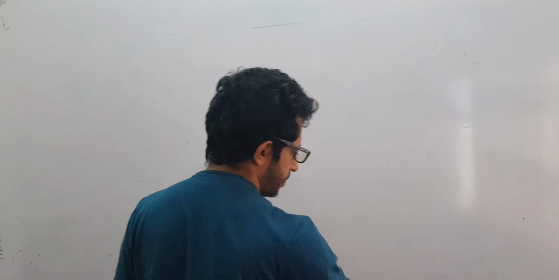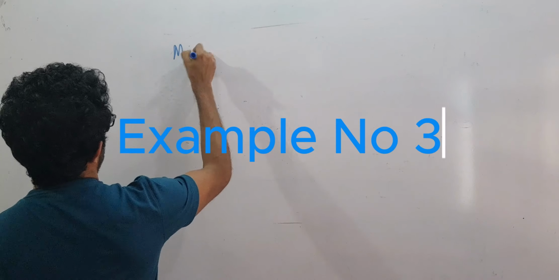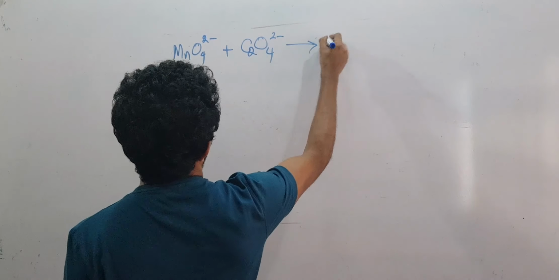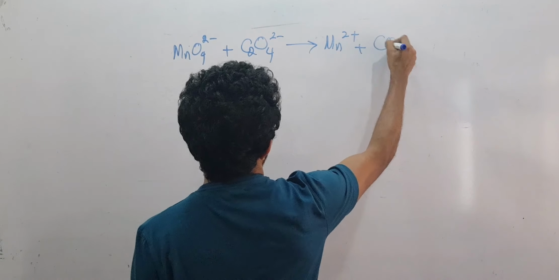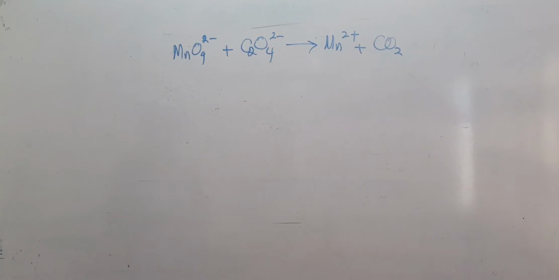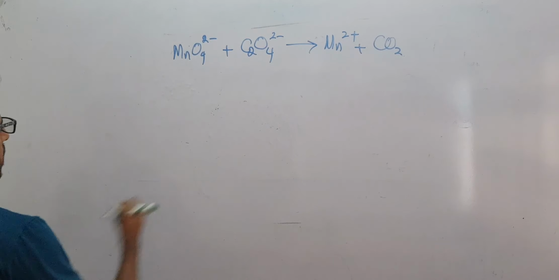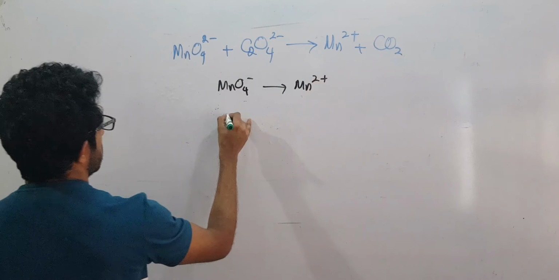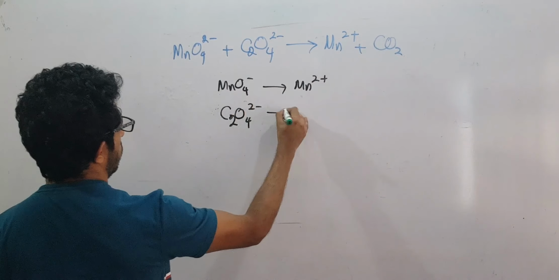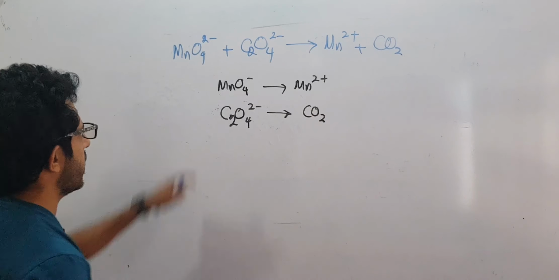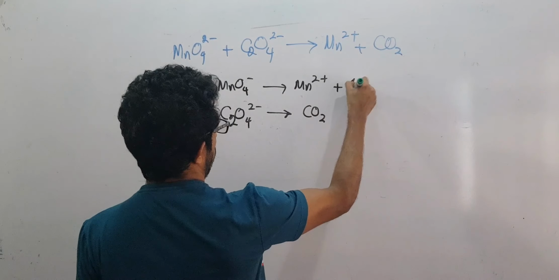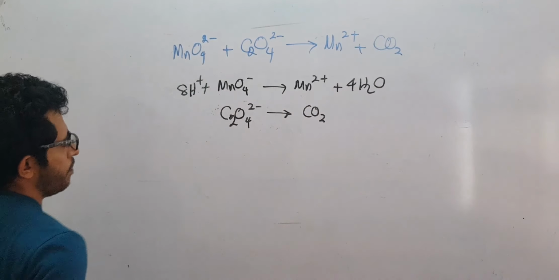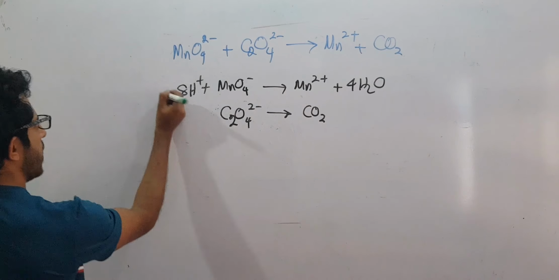We'll do another one. The same as earlier, MnO4 minus plus C2O4 2 minus, oxalate, gives you Mn2 plus and carbon dioxide. How do you get this one then? First, MnO4 minus goes to Mn2 plus, C2O4 2 minus goes to CO2. First balance manganese, it's already balanced. 4 oxygen, so 4 H2O, 4 into 2, 8 hydrogen, so 8H plus. Minus 1 plus 8 is plus 7, plus 2 on that side, so 5 electrons to this side.